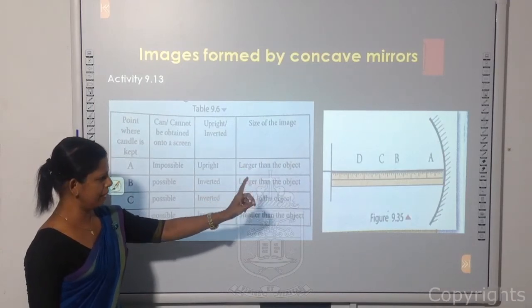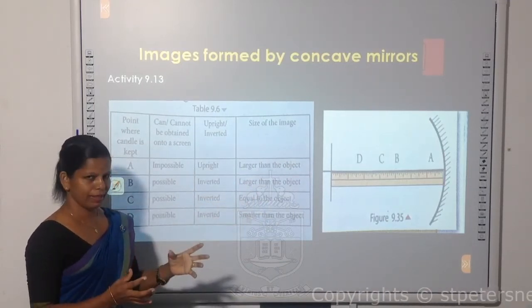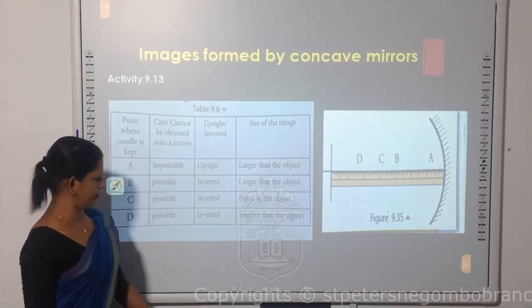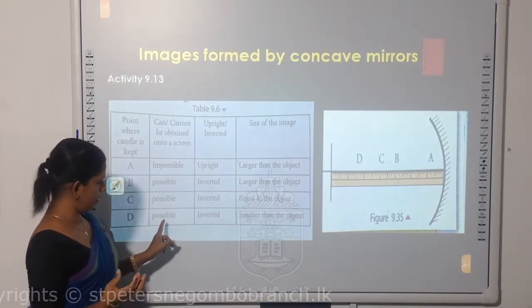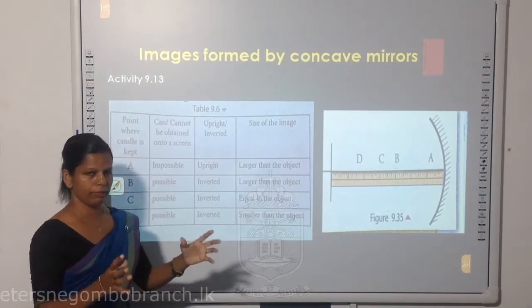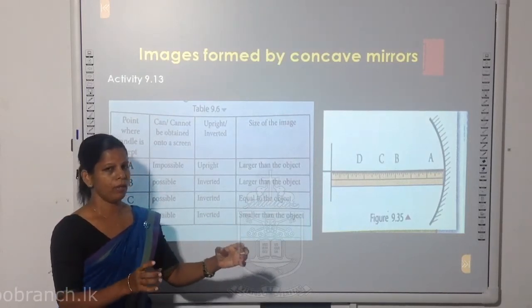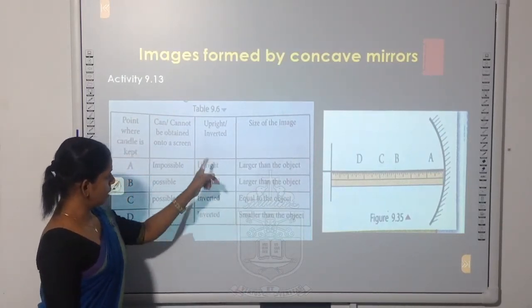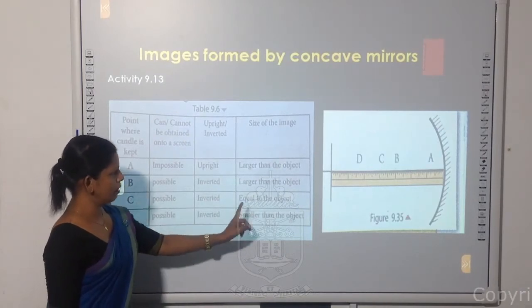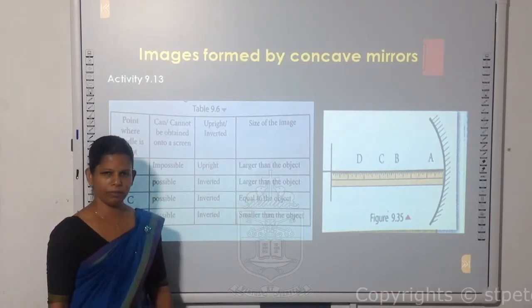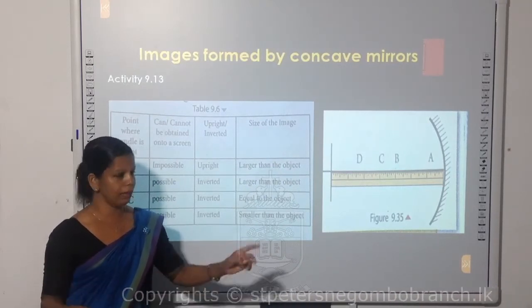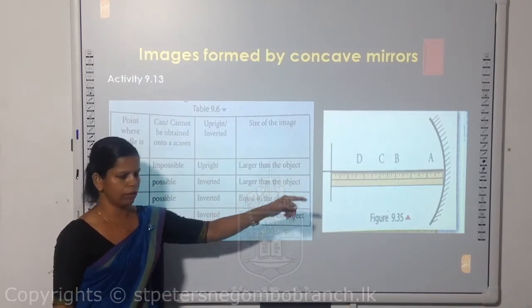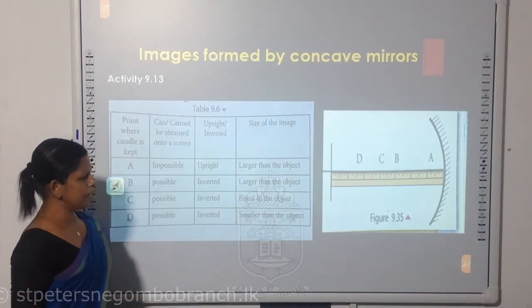On position C, we can take the object size and the image size equal. Position B, we can take as the possible. That means we can take the image onto the screen. That means the real image, and that is inverted, and the size of the image smaller than the object. Those are the features that can be seen when we are keeping the lighted candle in front of the concave mirrors.